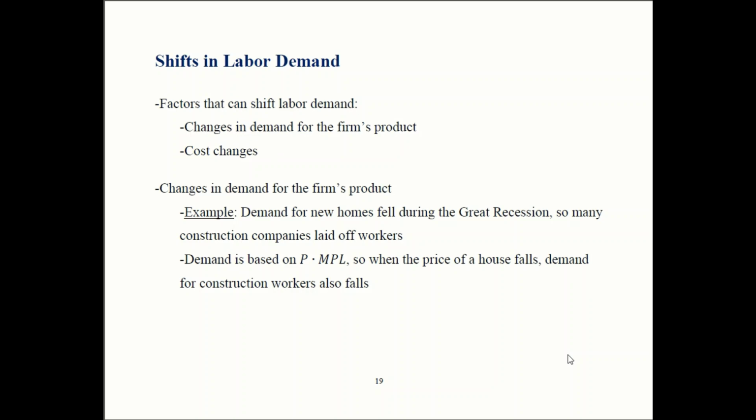Now, of course, over time things can change, and the firm's demand curve might shift depending upon different conditions in the market. So your book lists two factors that can shift the firm's derived demand. First of all, if demand changes for the firm's product, that can lead the firm to change its labor demand. We've seen this happen quite a bit in the last few weeks with the whole coronavirus shutdown.